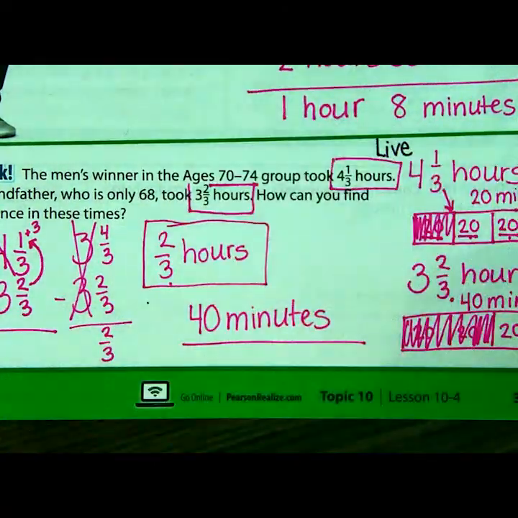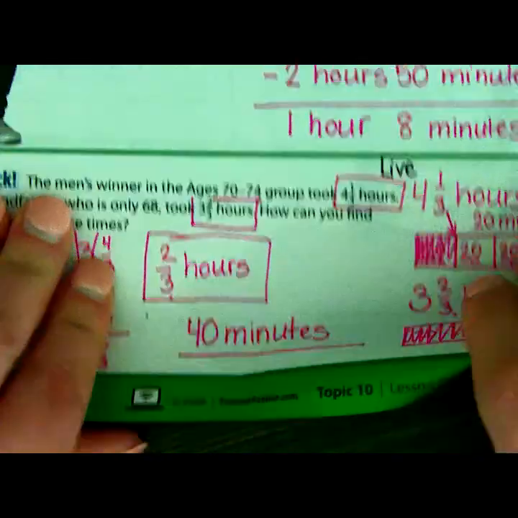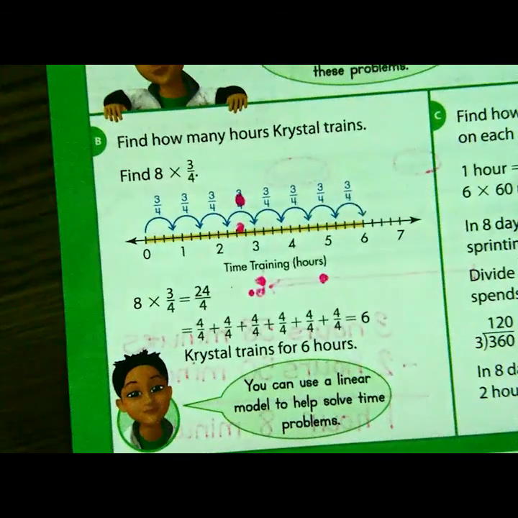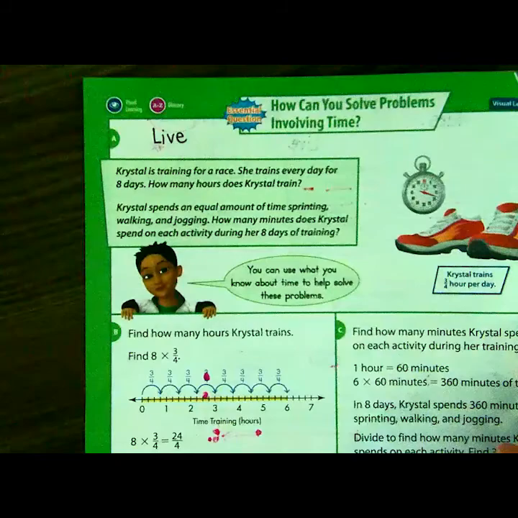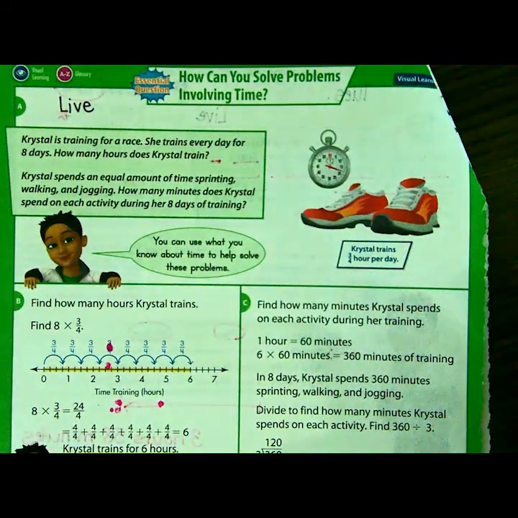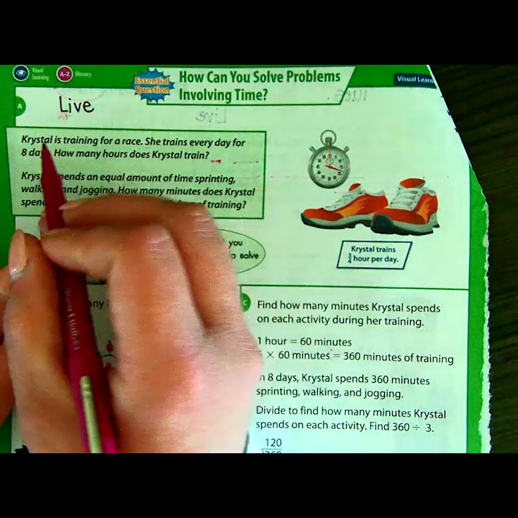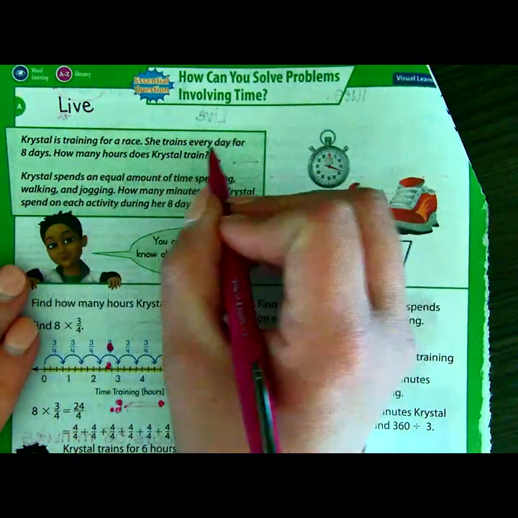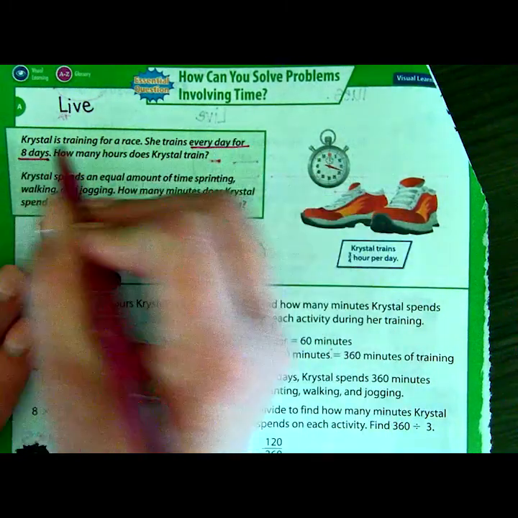Let's move right along. Let's take a look at page 398. So we're right up here at the top. So sometimes we have to add when we're solving using time problems. Sometimes we have to subtract. In this case, we might even multiply. Crystal is training for a race. She trains every day for 8 days. So every day for 8 days, that must be important. How many hours does Crystal train?